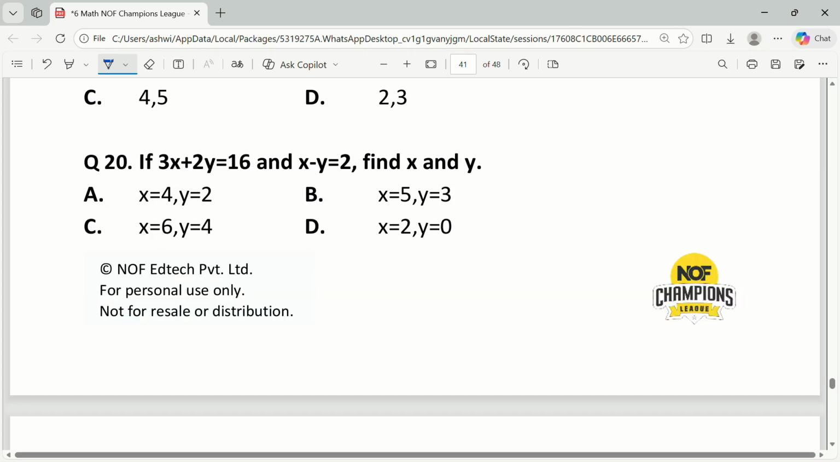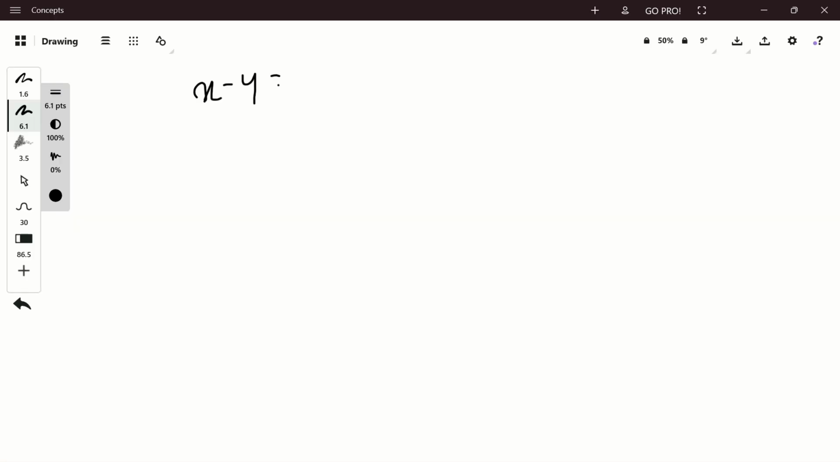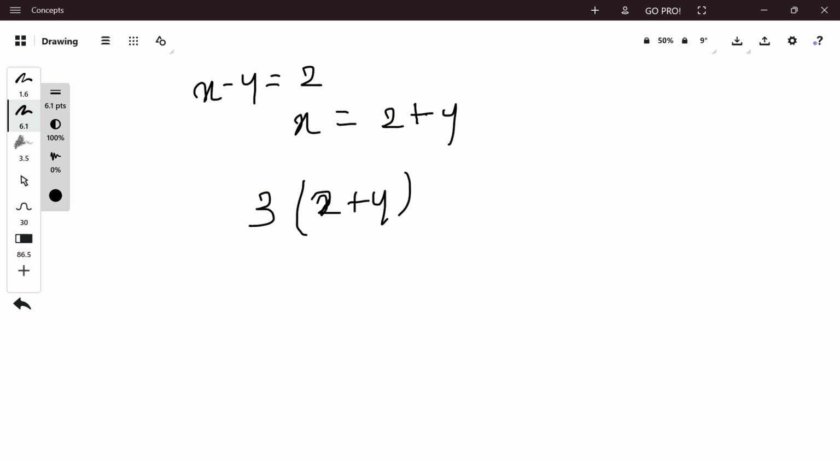3x plus 2y is equal to 16 and x minus y is equal to 2. Find x and y. From the second equation, x minus y is equal to 2. We have x is equal to 2 plus y. Substituting the value of x in the first equation, we have 3 into 2 plus y plus 2y is equal to 16.